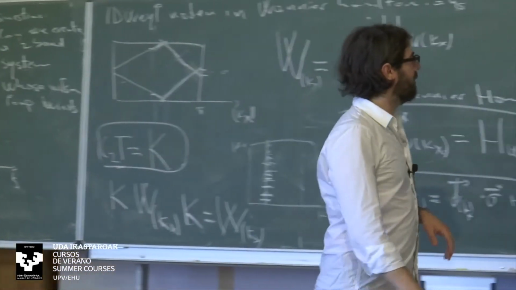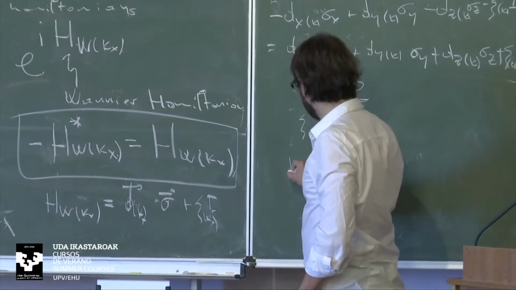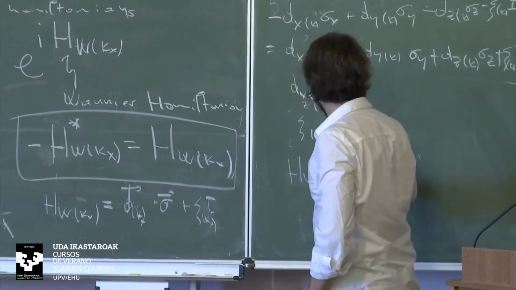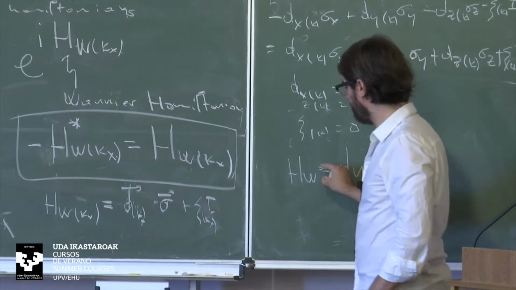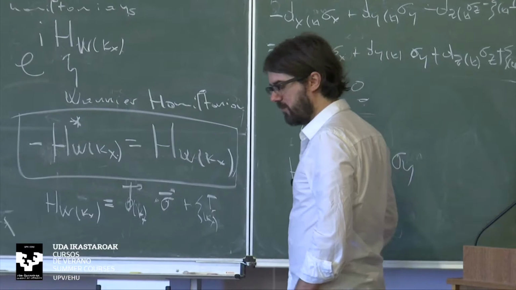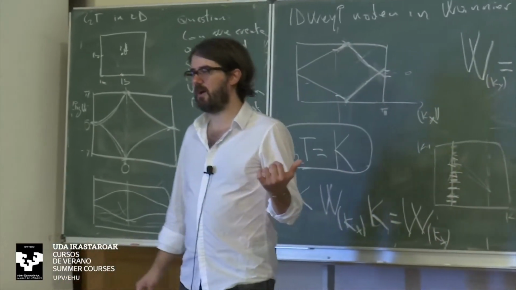Okay, so up to mod pi's, the Wannier Hamiltonian is dy of k sigma y. Up to mod pi's that are not extremely important for now, for making this point. Is this clear? This is a 1D Weyl system.